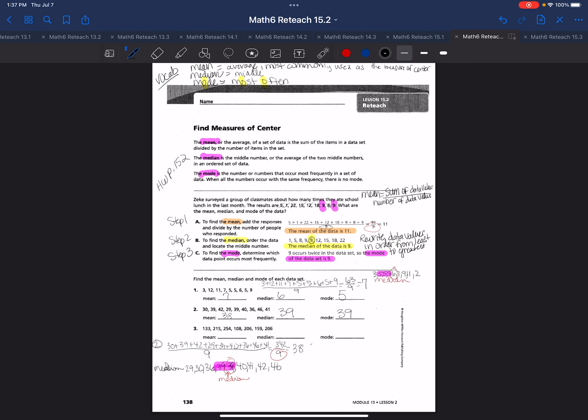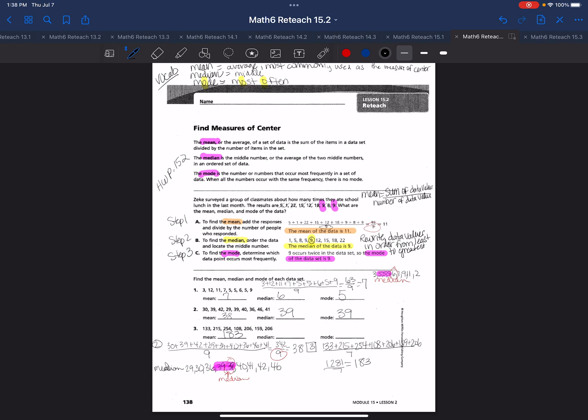Okay, let's do question 3. So I have my data set here, and I need to take the sum of that to find the mean. And I divide that, and I have 7 numbers in my data set. And then I get 1,281 divided by 7, which is 183.